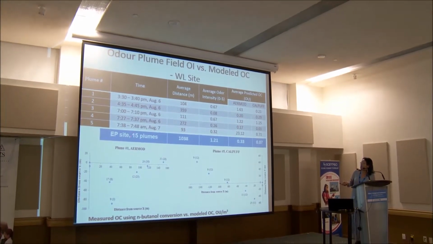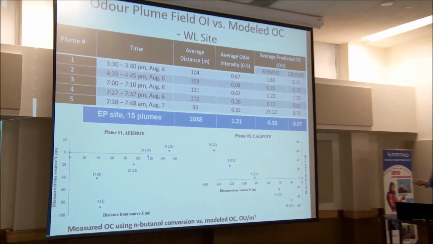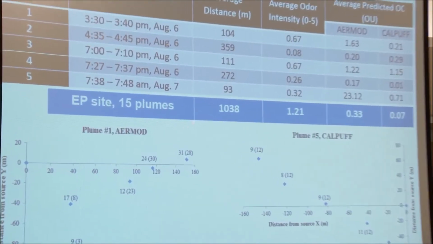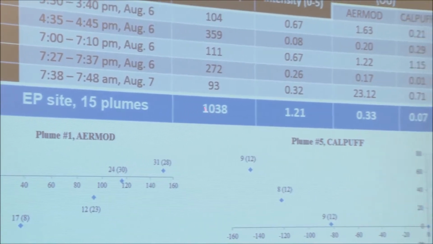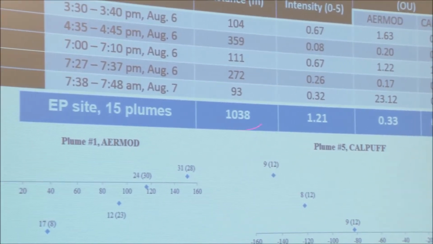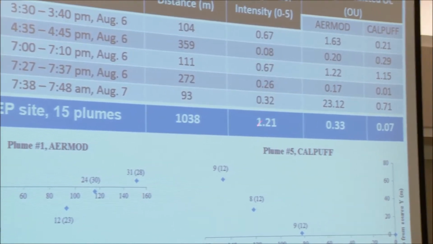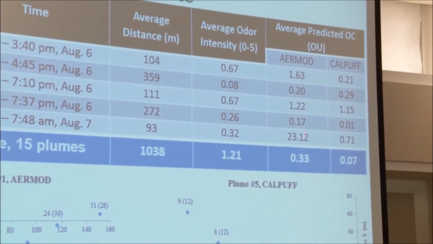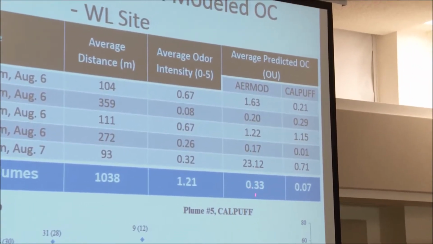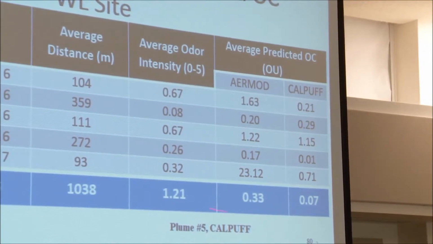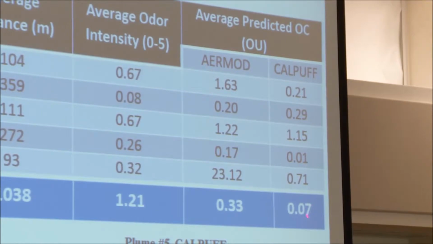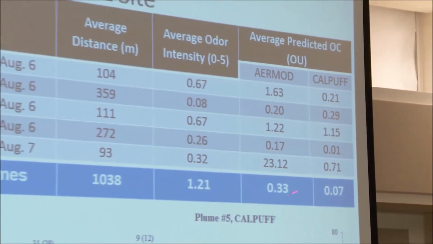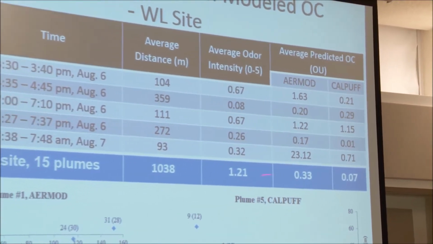So we find a similar result for the ethanol plant site. We measured a total of 15 plumes, and from distance from like 200, 300 meters up to 3 kilometers, and this is the average distance. Average intensity 1.2, average odor concentration by AERMOD is 0.33, so you compare those two, and then by CalPUFF is 0.07. So this is quite different.